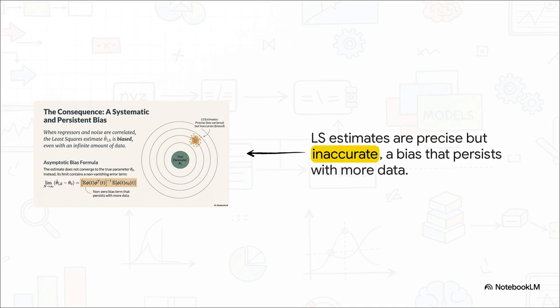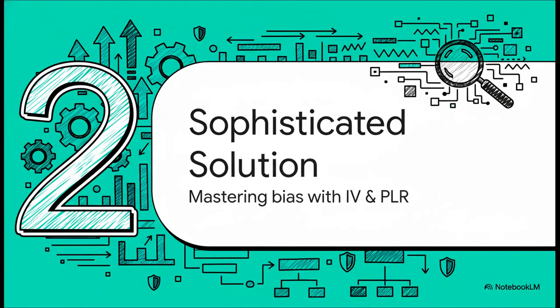So here's the crucial point. This is not a problem you can solve by just getting more data. Look at the formula. That bias term doesn't disappear even if you have an infinite number of data points. It is a systematic error that's baked right into the method itself. So, how in the world do we solve this? Clearly, our basic tool just isn't up to the job. We need to bring in something more sophisticated.